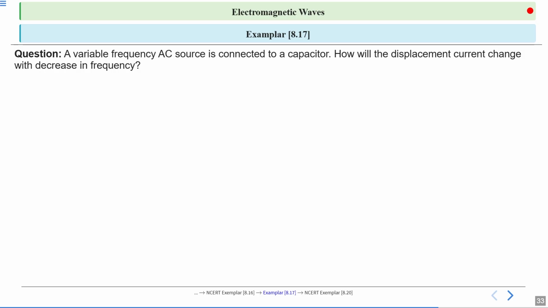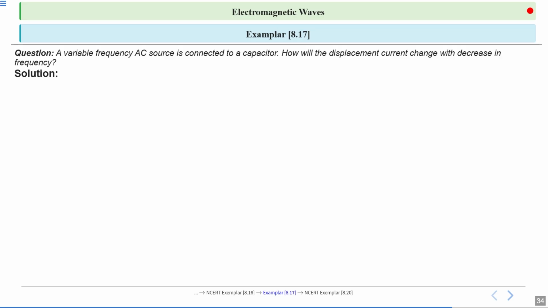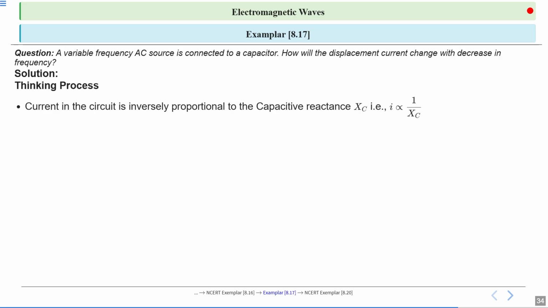So next question. A variable frequency AC source is connected to a capacitor. How will the displacement current change with decrease in frequency? So what is the thinking process for this question? Current in the circuit is inversely proportional to the capacitive reactance. Capacitive reactance is the opposition offered to the flow of current. So if the opposition offered is more, meaning capacitive reactance is more, current will be less in the circuit.